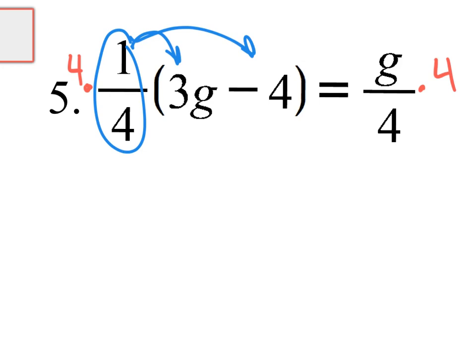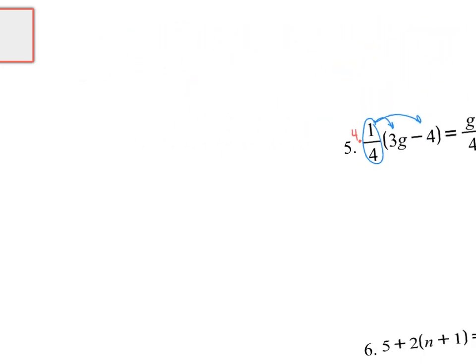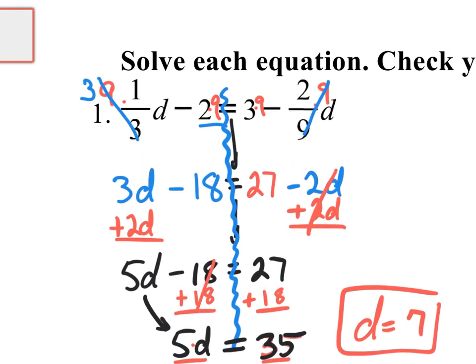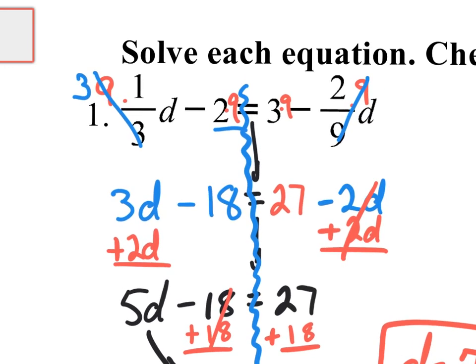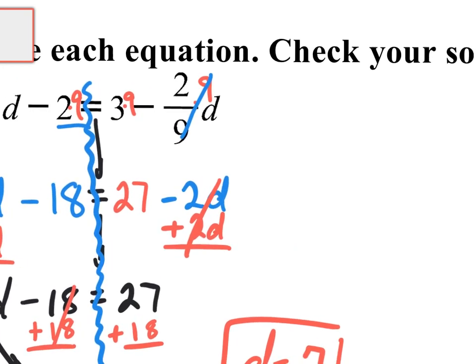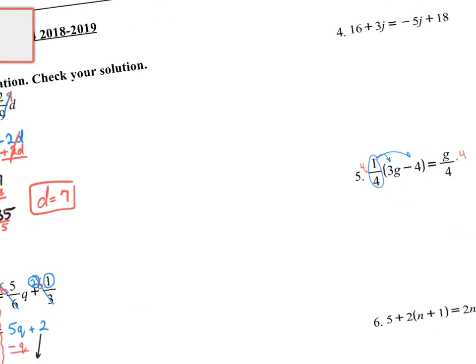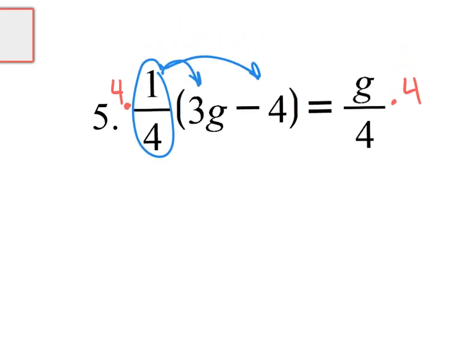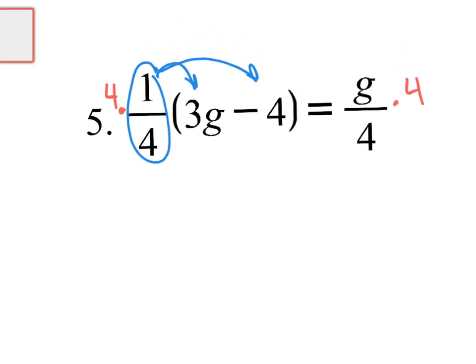So once again, let's compare this one over here. Right here, I wanted to get rid of the 9 on number 1. So I multiplied this fraction times 9, the 3 times 9, the 2 times 9, the 1/3 d times 9. I multiplied every single term on this equation by 9. Now, on this one, I also multiplied every single term by 4. But it just doesn't look like it.